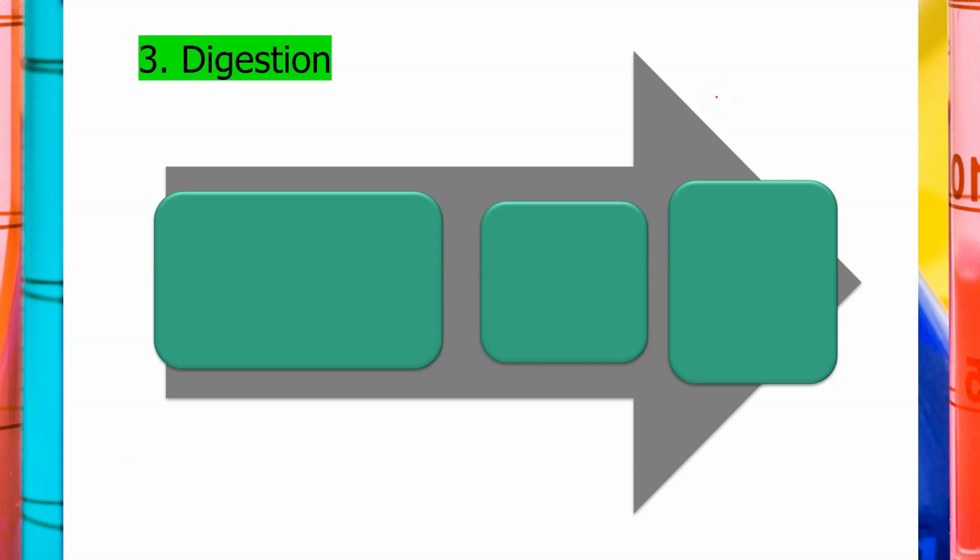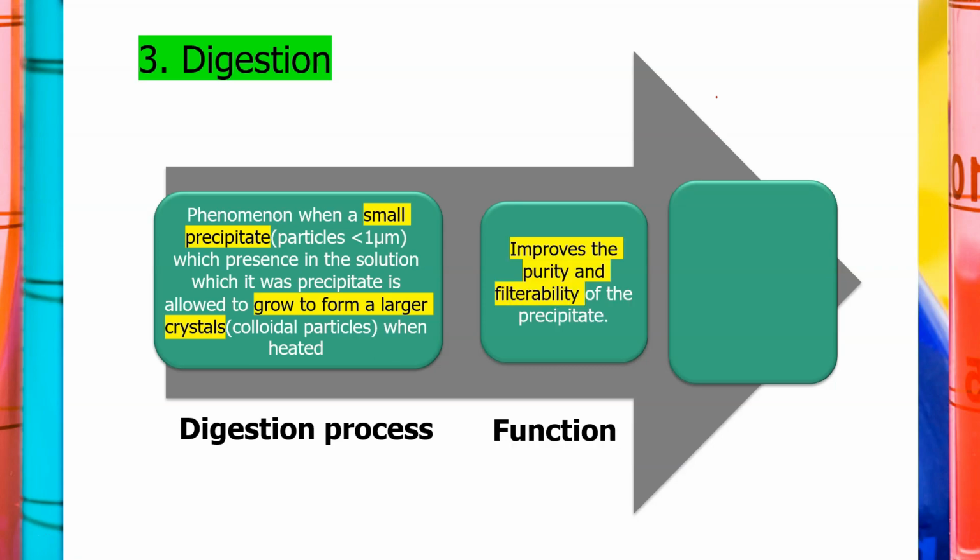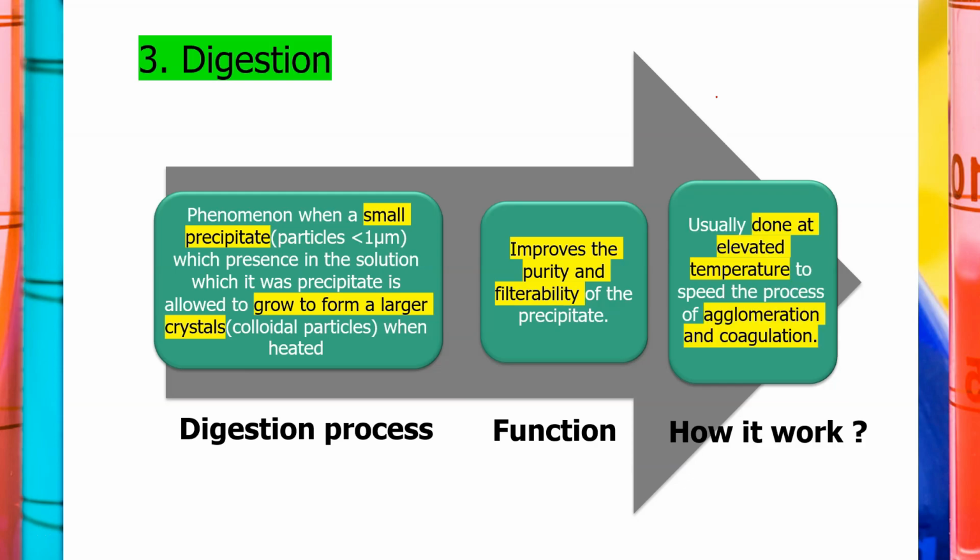Now we move to the third principle of gravimetric analysis, which is the digestion process. What is the digestion process? This process is a phenomenon where a small precipitate present in the solution grows to form a large crystal when heated. What is the function of this process? It can improve the purity and filterability of the precipitate, which means it is easy to filter and has fewer impurities. How does it work? Usually, this process is done at elevated temperature to speed up the process of agglomeration and coagulation.